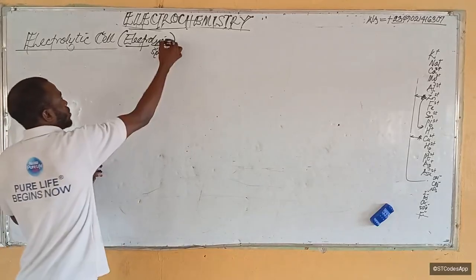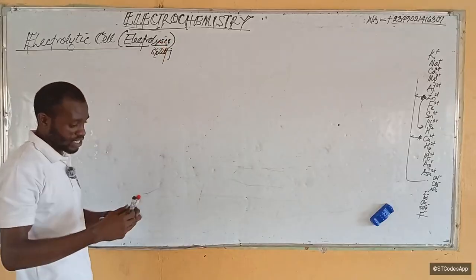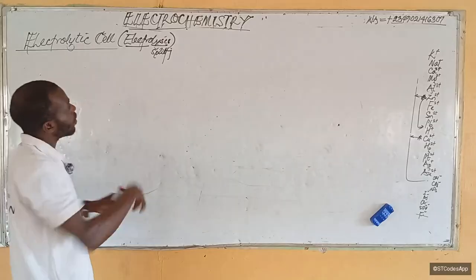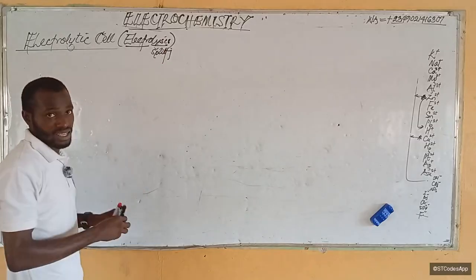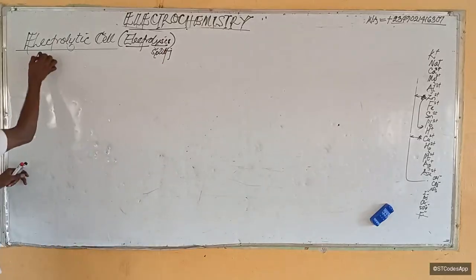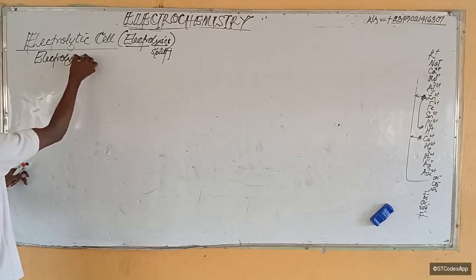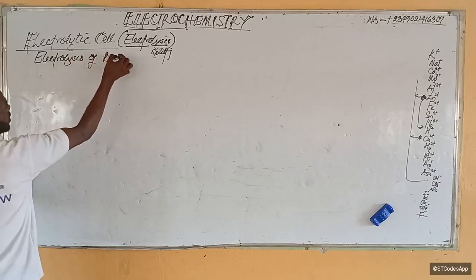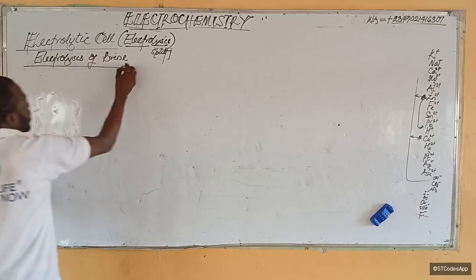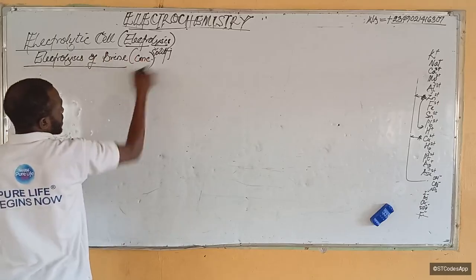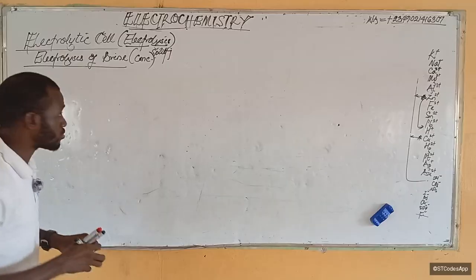But the concept of electrolysis that we'll be discussing here is not even that process of recharging the battery. It's actually how we use electricity to split things. So for example, we are going to be talking about electrolysis of brine. Now there are two types of brine. We have dilute and concentrated. But this one we are dealing with is going to be a concentrated brine.